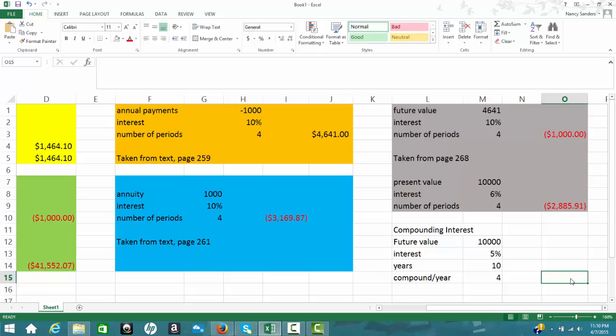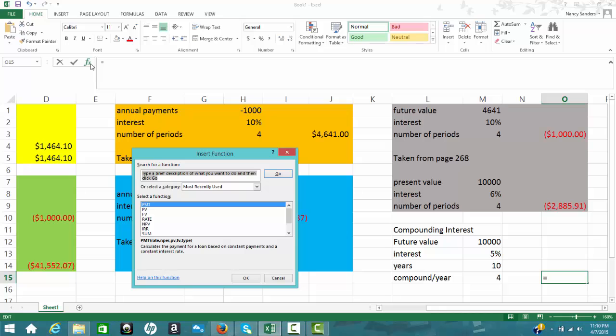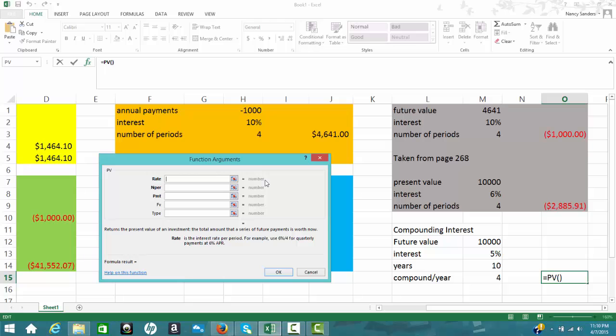We know the future value is going to be $10,000 in 10 years. Interest rate is going to be 5%, compounded quarterly, so it's going to be 4 compounds in a year. What we're going to do, well, we want to find present value, so we're going to go to present value. Rate, we're going to take our interest rate and divide it by the number of compounds per year.